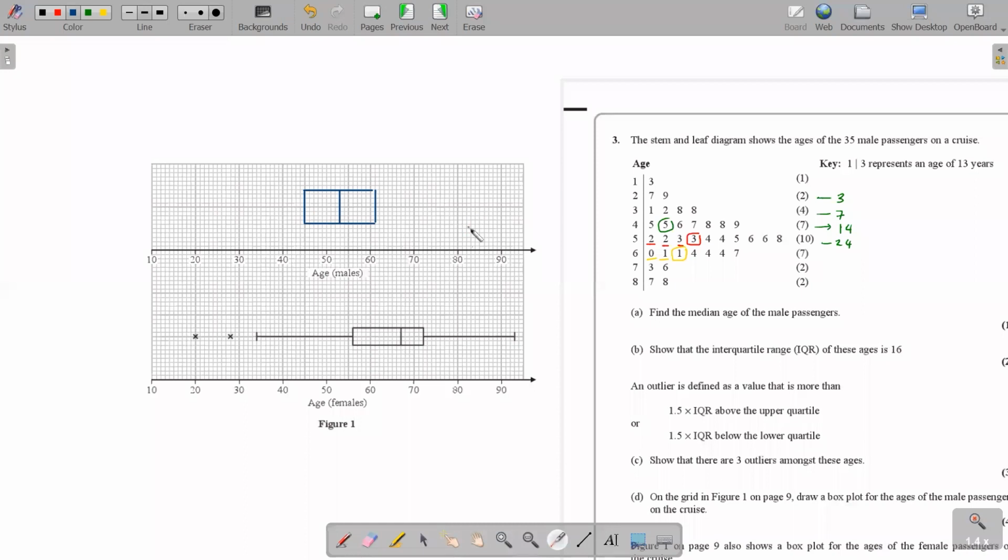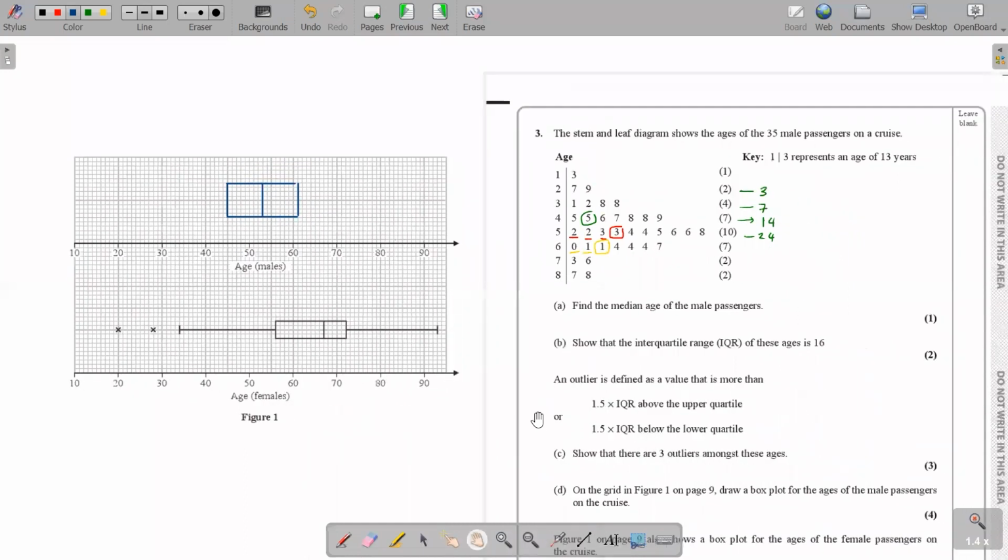So when you draw your whiskers, the best way of drawing them is where you mark the outliers with crosses, and for the whiskers we start with the lower whisker, the lowest value that is not an outlier. Now what's the lowest value here who is not an outlier? 13 was an outlier, isn't it? We identified 13 to be an outlier.